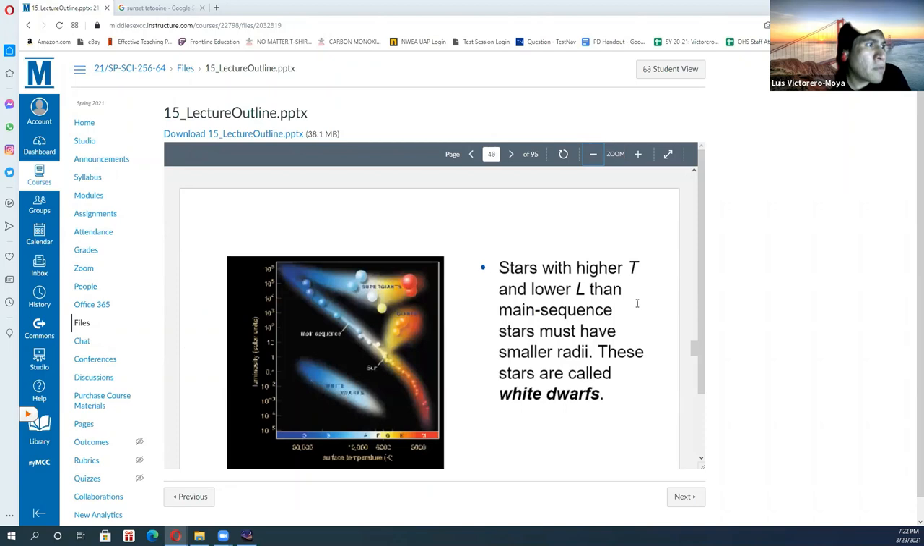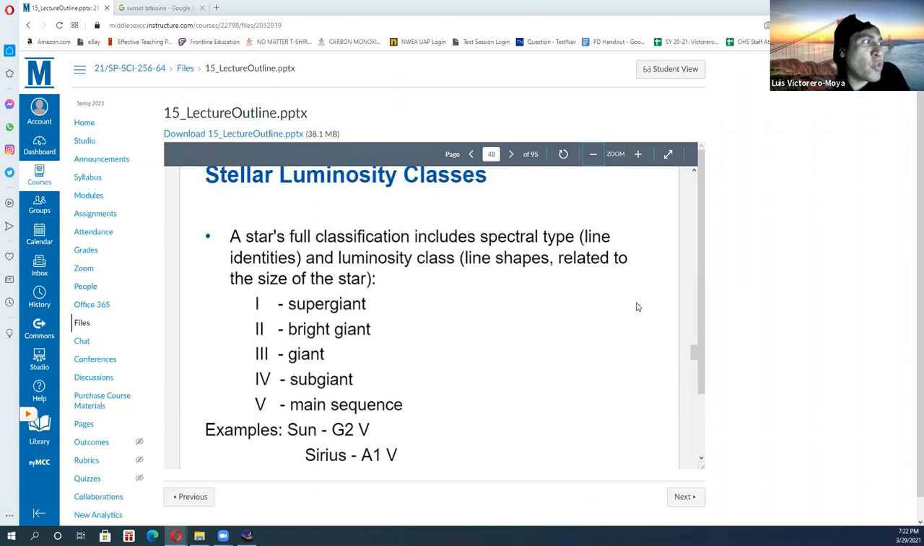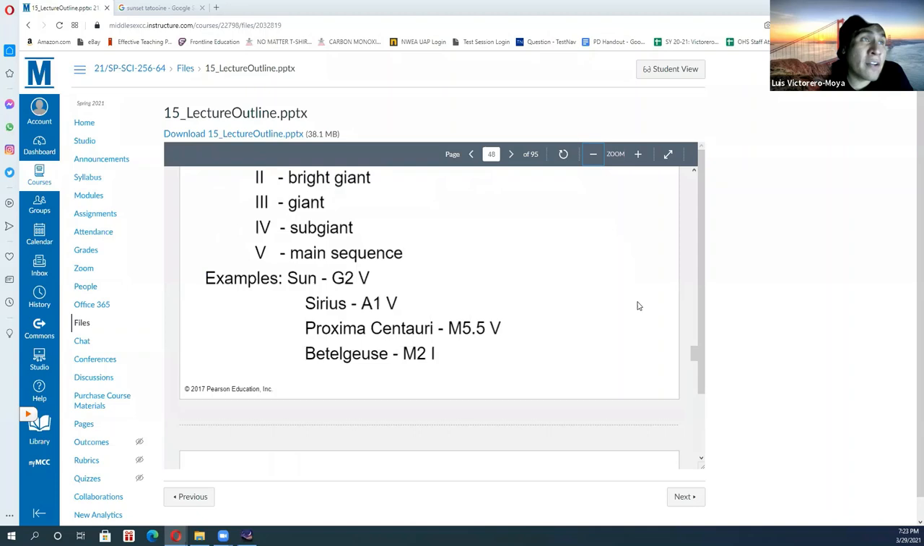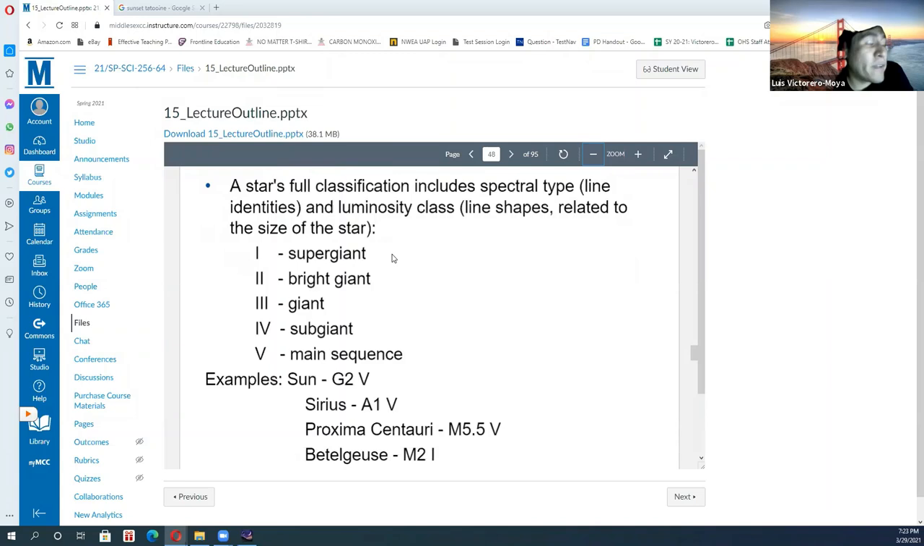So there you are, guys. G2V. The sun is a G2V star: spectral type G, temperature 2, classification V, main sequence. Sirius A is an A star, hotter than the sun, temperature 1, main sequence. It's a hotter main sequence. Betelgeuse is an M star, 2, super, it's a red supergiant. Oh yeah, it's a red supergiant. I get confused with Aldebaran. Anyway.